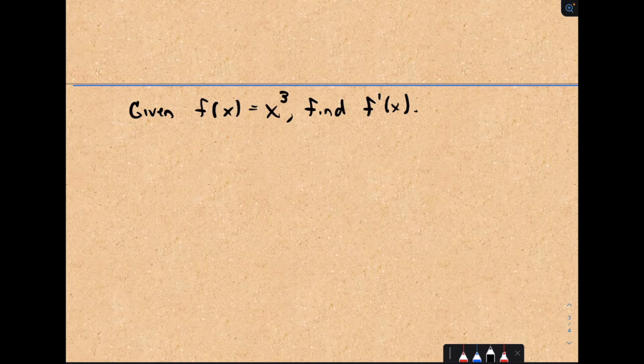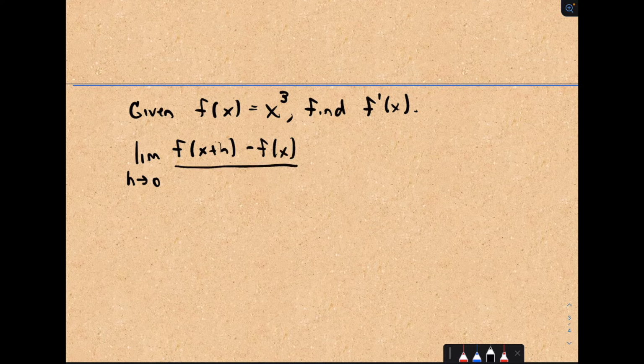Okay, so given f of x equals x to the third, let's find the derivative. Well, that means we have to use this definition. The limit as h goes to 0 of f of x plus h minus f of x over h. Now, computing the derivative using the definition is tedious. So some of you may have seen some shortcuts. If you haven't, you will shortly. But often at the beginning, in a lot of courses, they'll want you to use the definition.